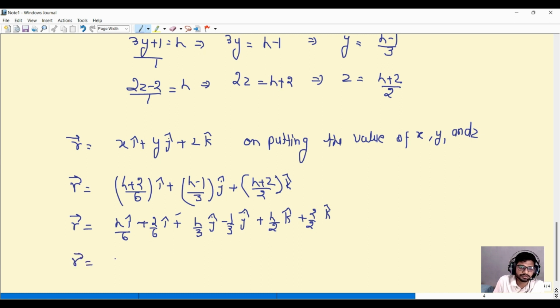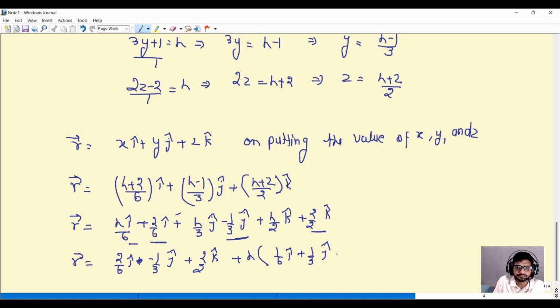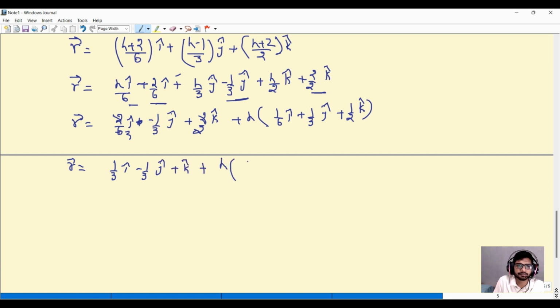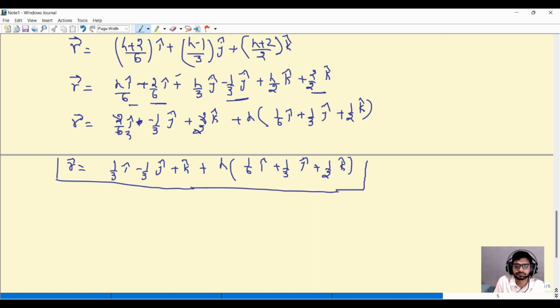Now R equals, putting constants together: 2 by 6 i minus 1 by 3 z plus 2 by 2 k, plus, doing the lambda common, 1 by 6 i plus 1 by 3 z plus 1 by 2 k. Now cancelling out the things, what is the r vector? 1 by 3 i minus 1 by 3 z plus k plus lambda times 1 by 6 i, 1 by 3 z, and 1 by 2 k. This is the required answer in vector form of the given Cartesian equation.